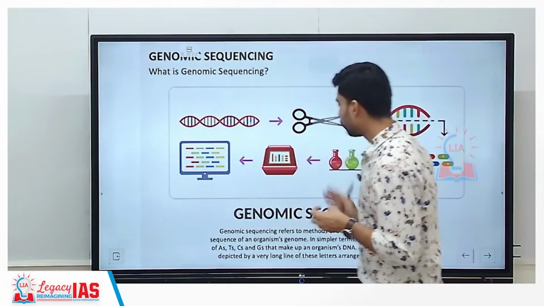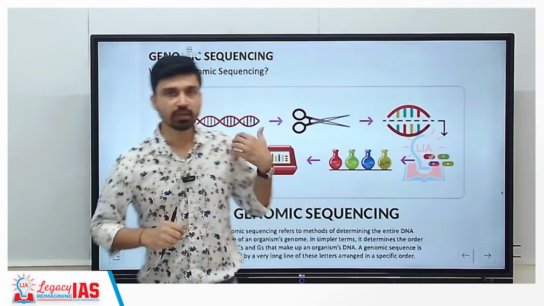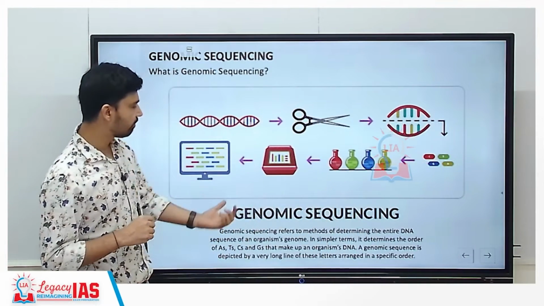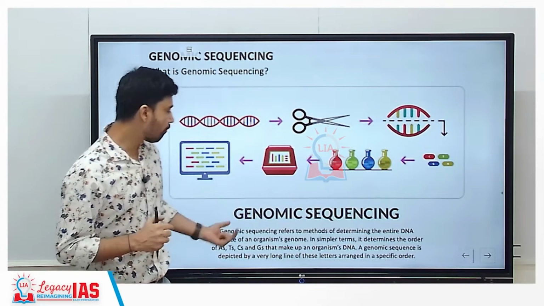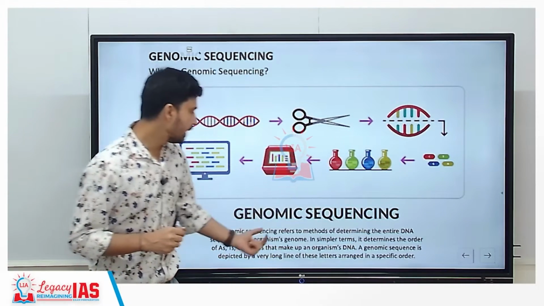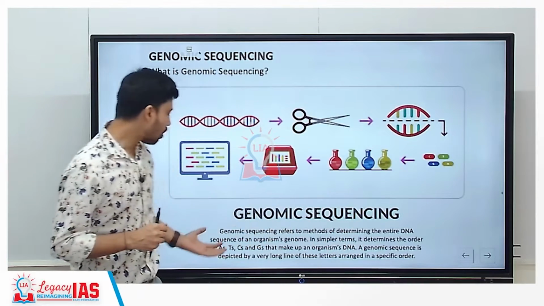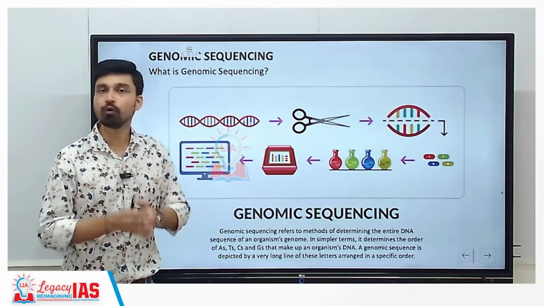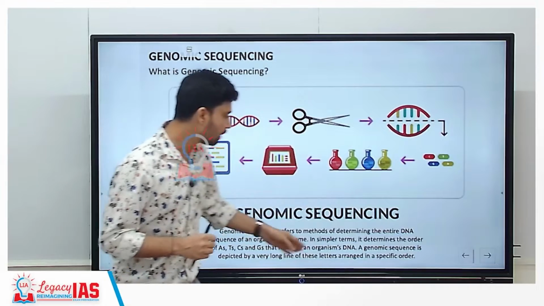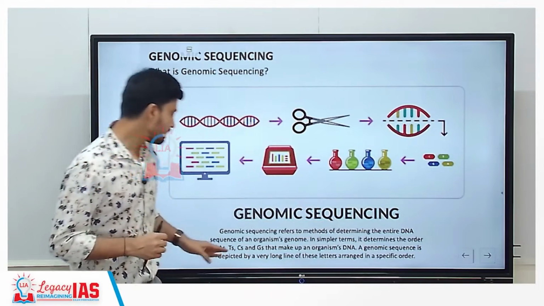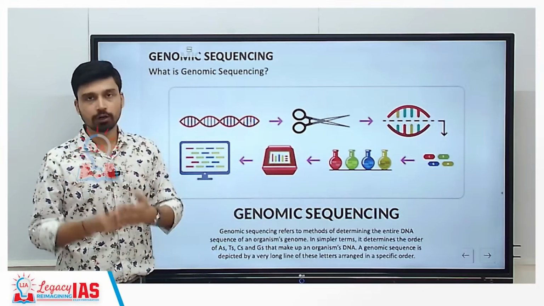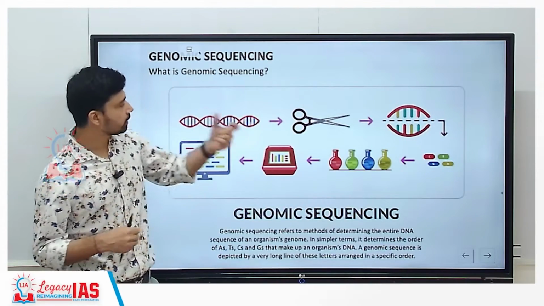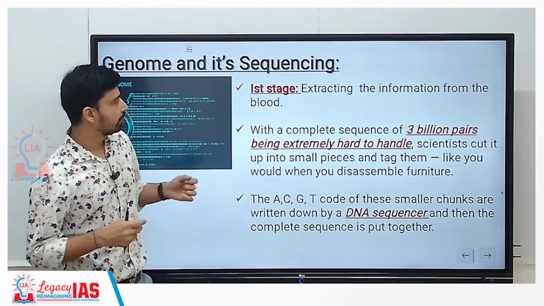So in one way, what is genome sequencing? In simple terms, we can define it as a method of determining the entire DNA sequence of an organism's genome. In simpler terms, it determines the order of A, T, C and G, the 4 bases that we have discussed that make up an organism's DNA. A genomic sequence is depicted by a very long line of these letters arranged in a specific order, and thus we can also create how the genomic structure will look.